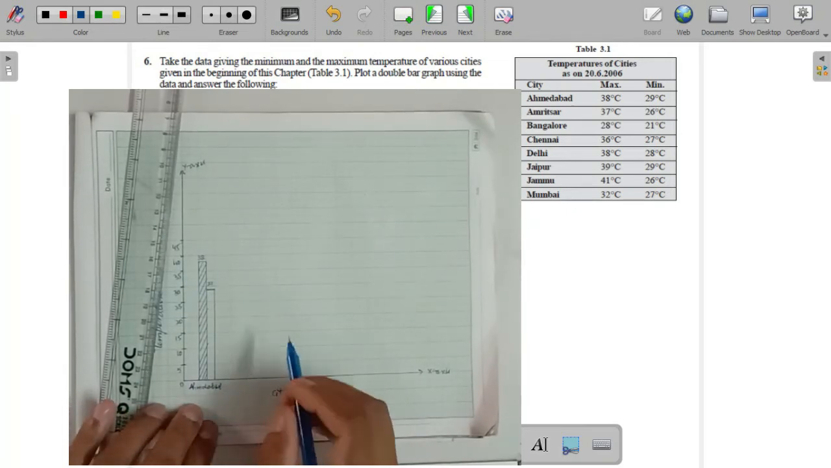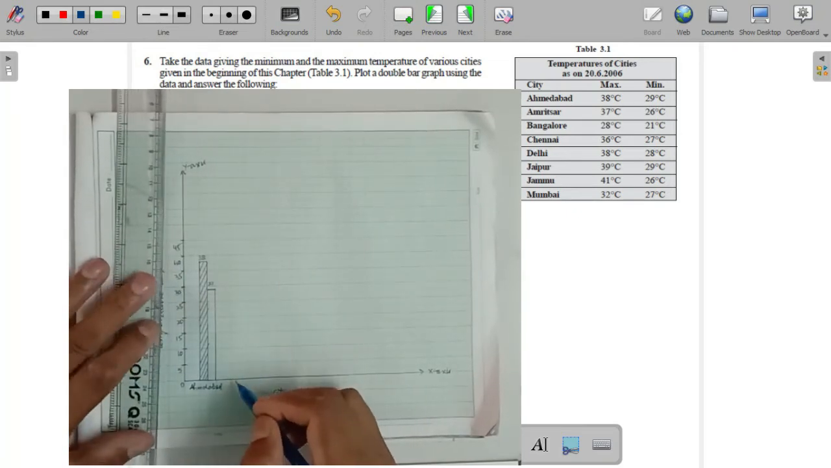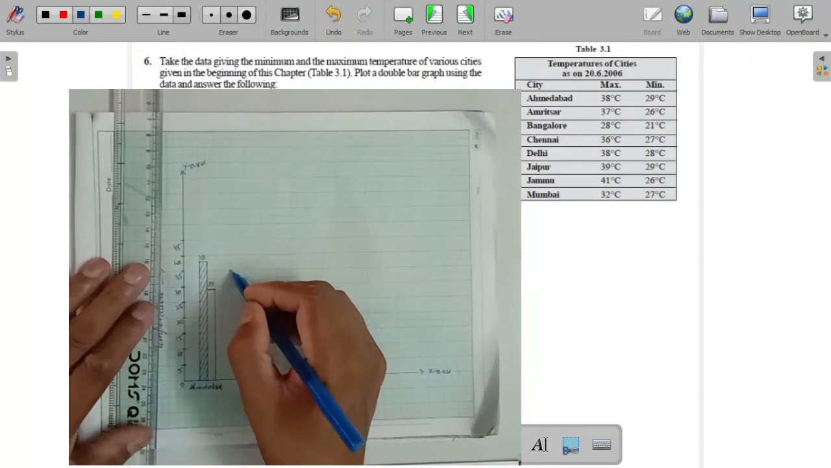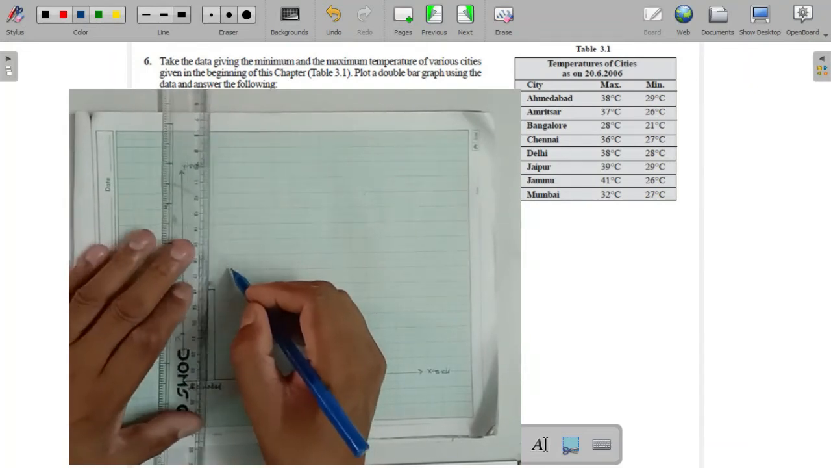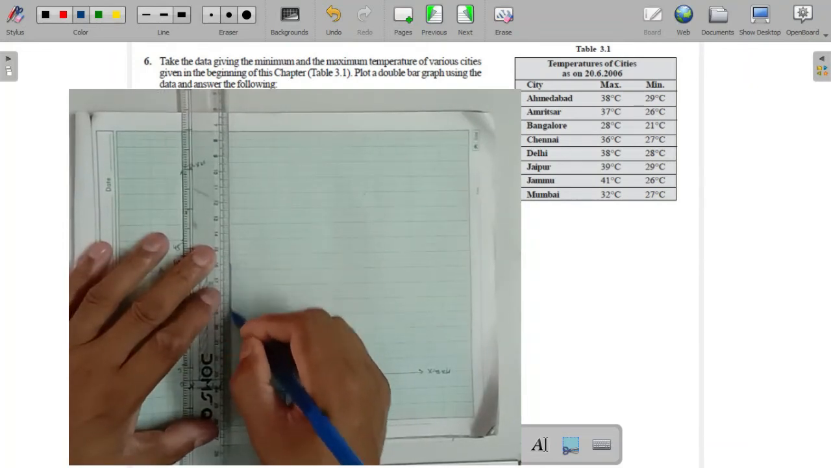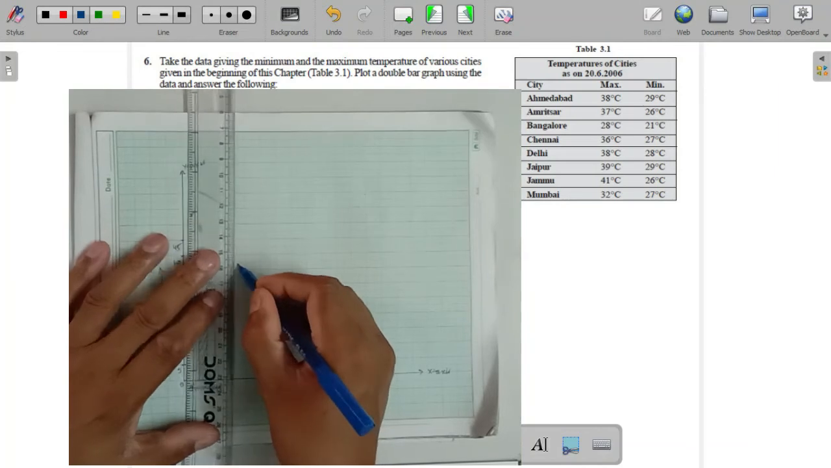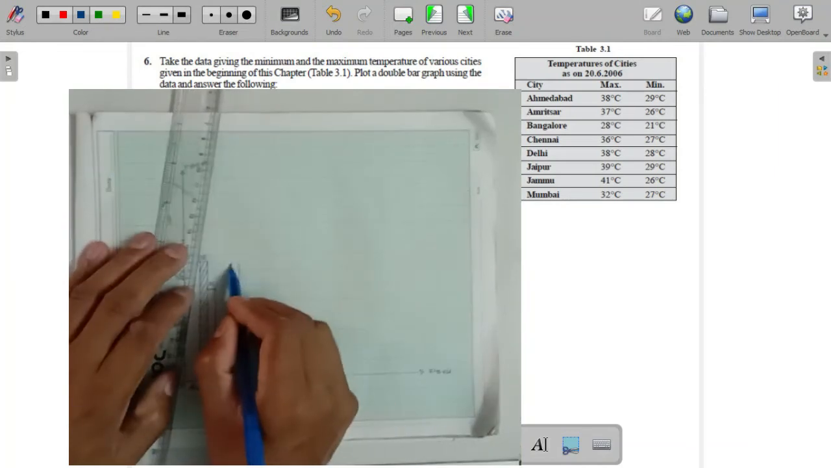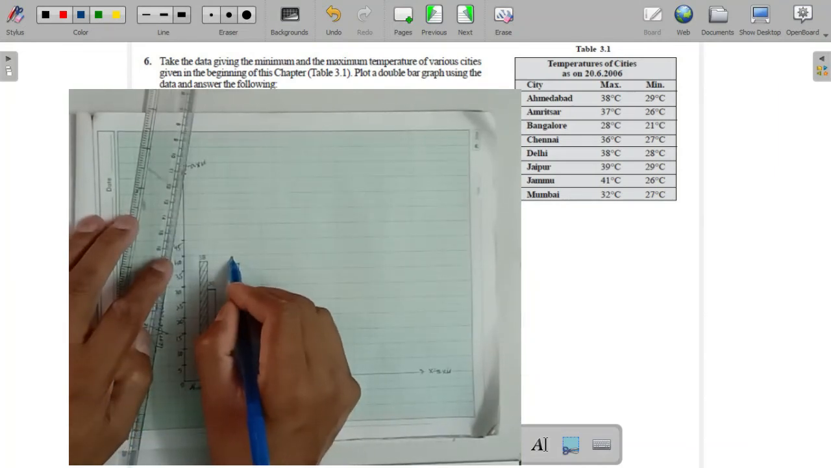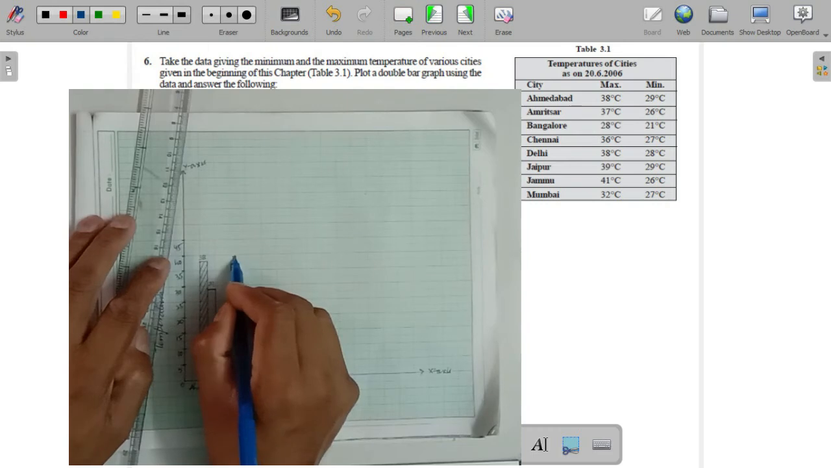Then leave one box. Then second city is Amritsar. Maximum temperature is 37. Where 37 will come after 35. For 2 degree, you have to take 2 to the 4th line. Join this. Then 5th line also. And join here and write down 37.